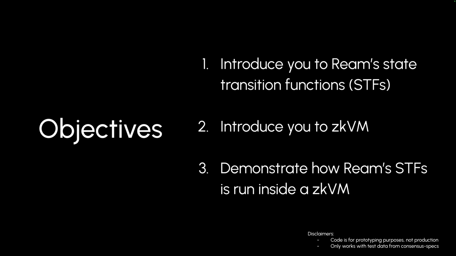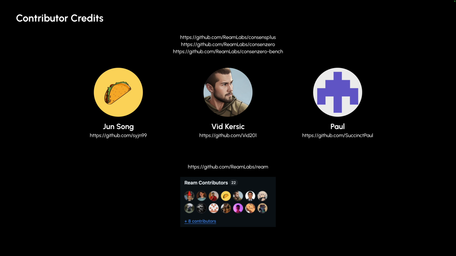Some disclaimers: the code that I'll be demonstrating today is only for prototyping purposes, not production, so it doesn't look as good as it should be. Also, we haven't tried anything live yet, so I've worked with test data from the consensus specs, but I think the test data is also a pretty accurate representation of the actual consensus layer. So I think it should be nice as well.